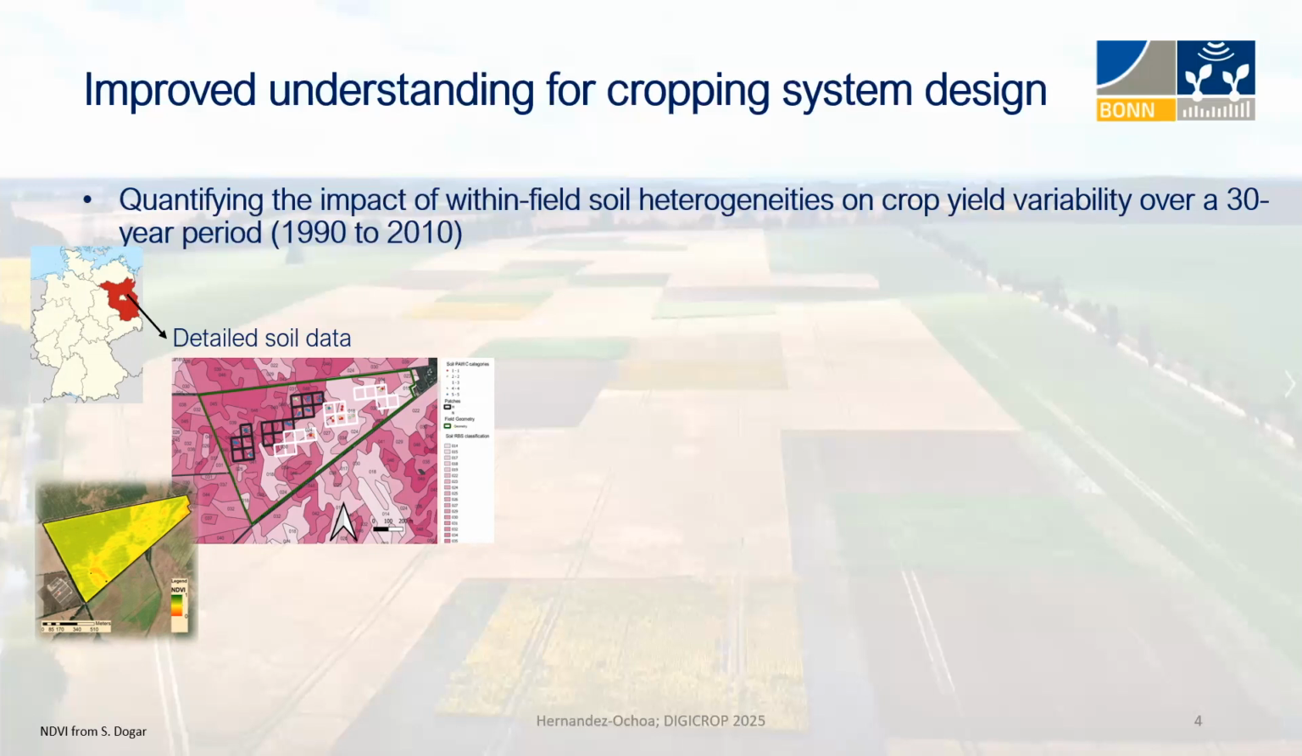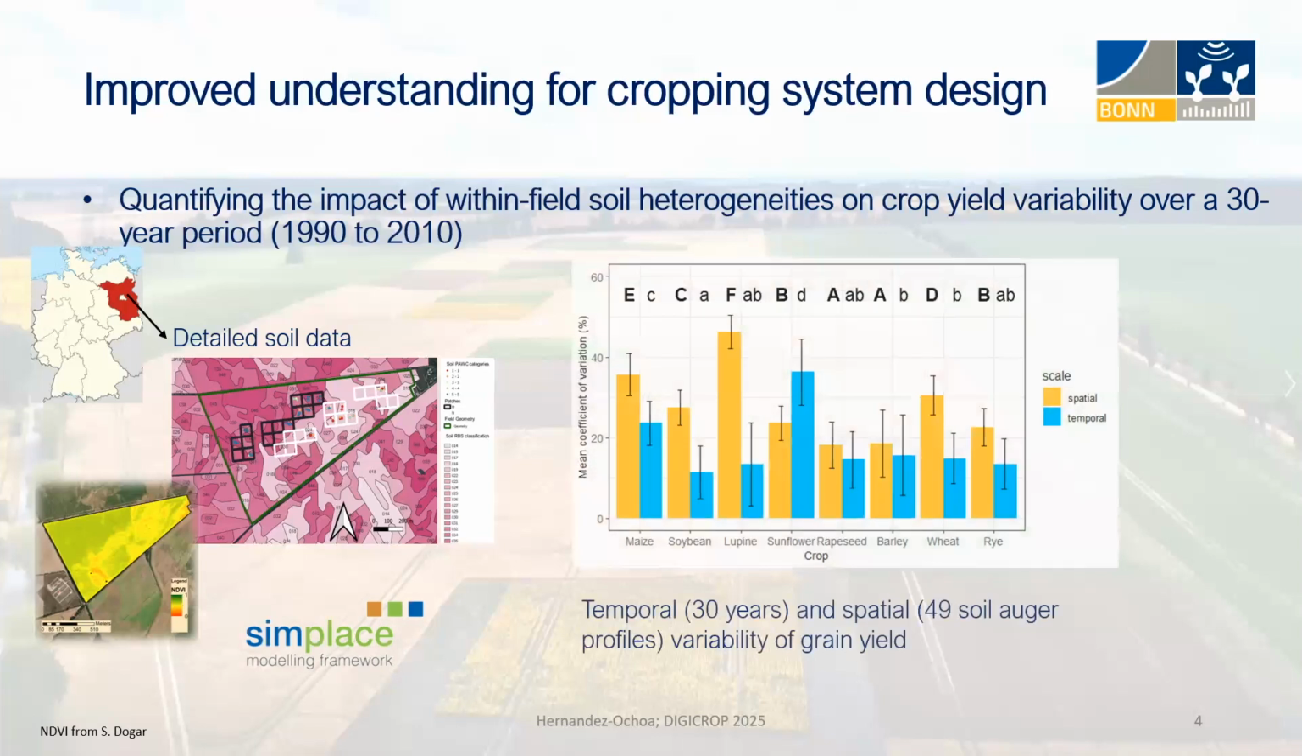We combined this data with daily climate data for a 30-year period from a station nearby. We used a process-based agroecosystem model within the SIMPLACE modeling framework to perform daily simulations for each of the soil augers over the 30-year period. Our results show that for this particular field, the spatial variability was higher than the temporal variability for most crops. Lupine and maize show the highest spatial variability, while sunflower and maize show the highest temporal variability among all of these crops.